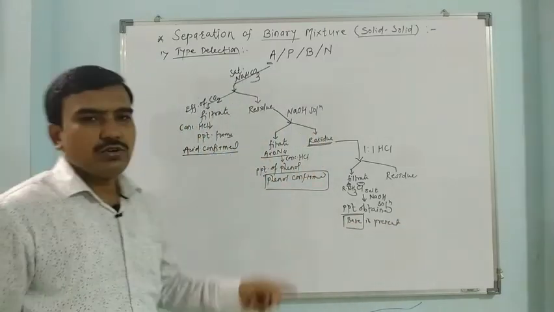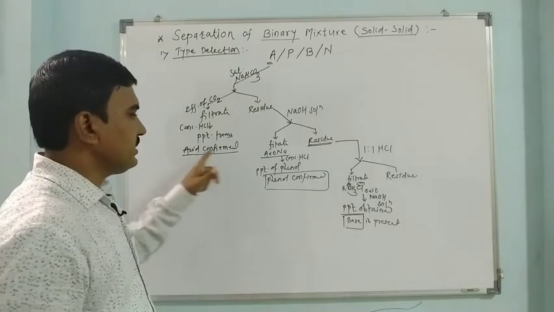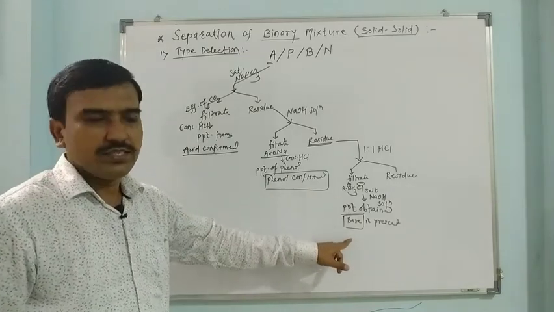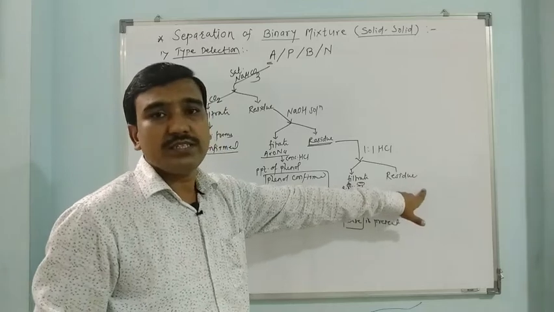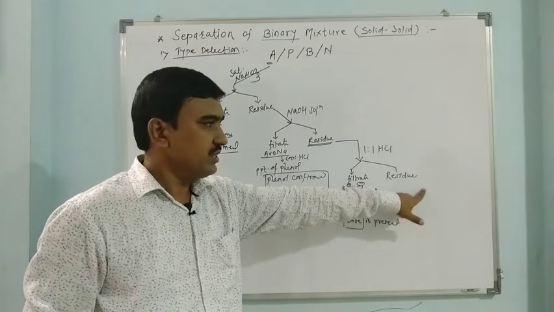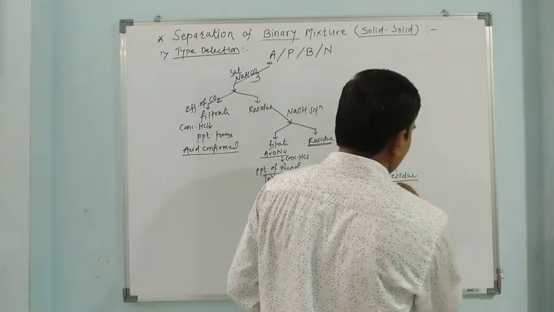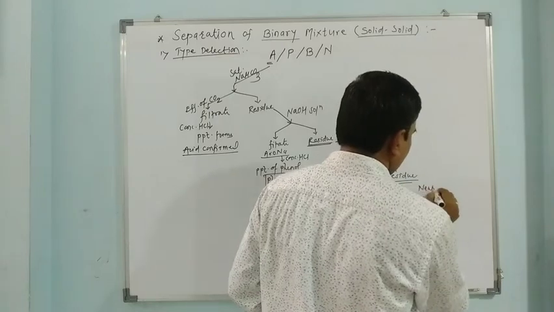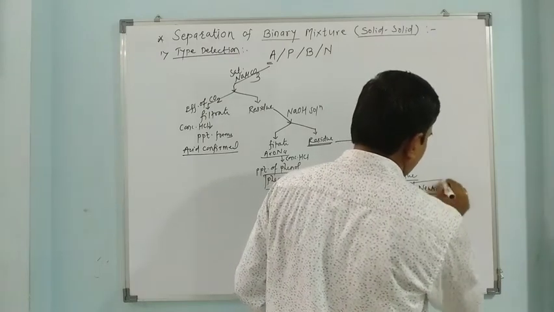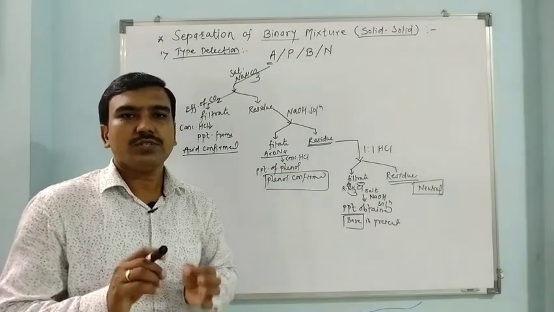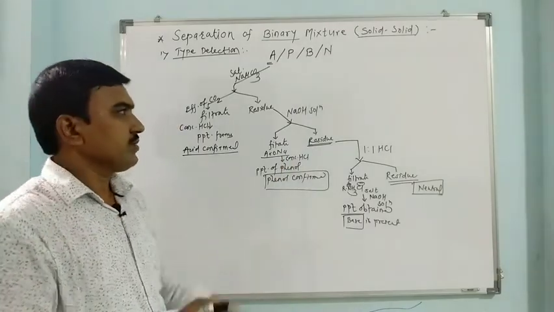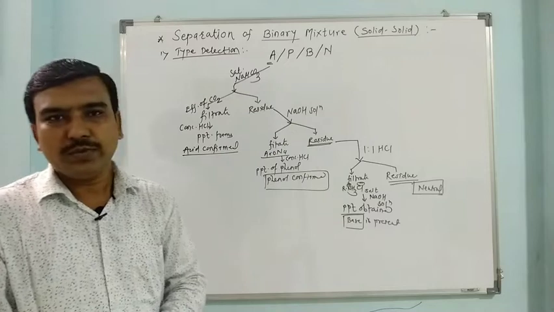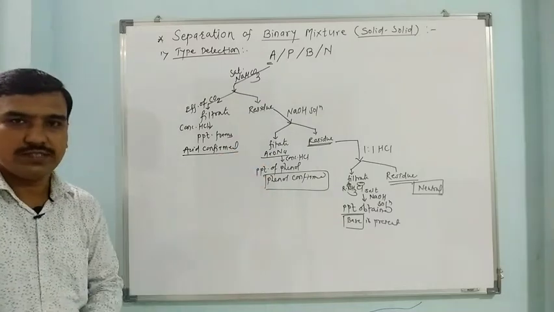If we got only one component either from acid, phenol or base, then the last residue remains here in this separation process. So this residue must be neutral. So here this residue is neutral. In this way, this is the process of type detection of binary mixture. So we have determined here the type of binary mixture by using these different reagents.